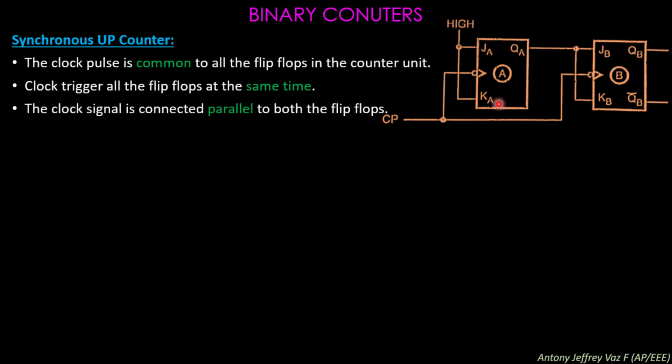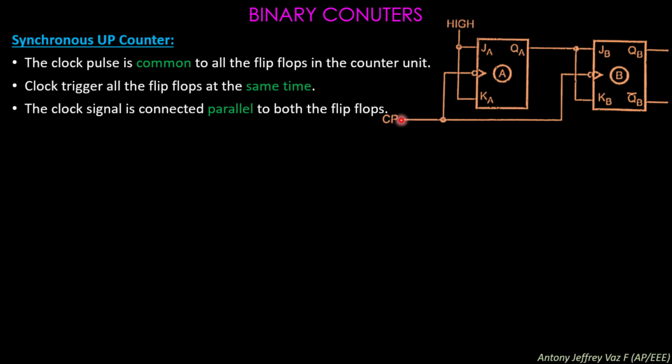Then in the next stage you may see the first flip-flop's J and K terminals are connected together and provided with a high signal. And in the next stage, the output of the A flip-flop, that is the QA output, is being fed into the input of JB and KB. So this is the circuit diagram of the synchronous up counter.